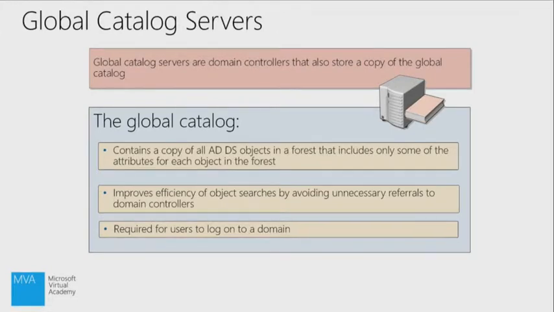It improves efficiency of object searches by avoiding unnecessary referrals to domain controllers. Again, this is one of those situations where we have to reference technology to explain technology that we haven't necessarily learned about yet. We're going to learn about forests, domains, and trusts in a few minutes. Global catalog servers are also required for users to log on to a domain. Again, we'll cover that as we get into domains, forests, and trees.